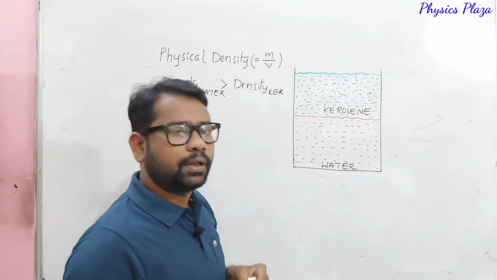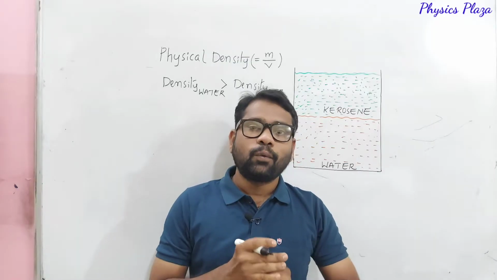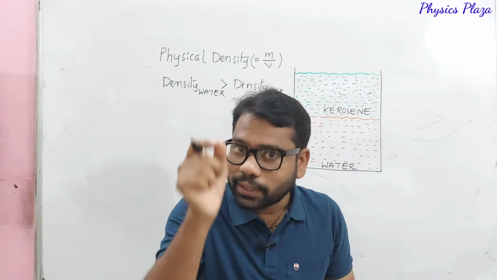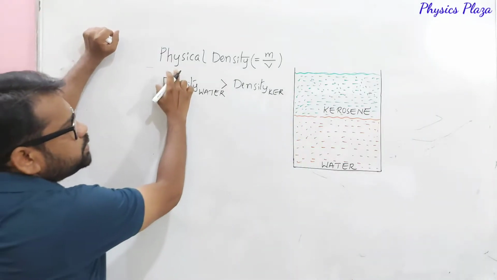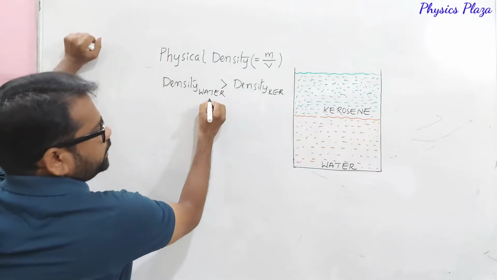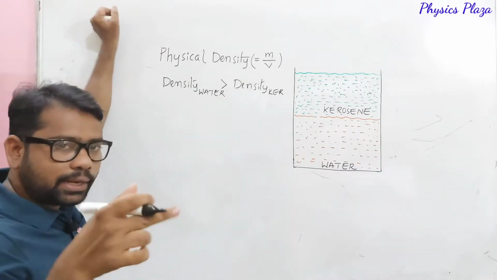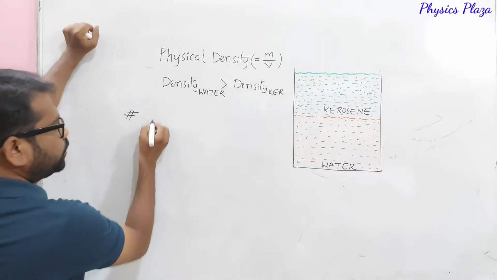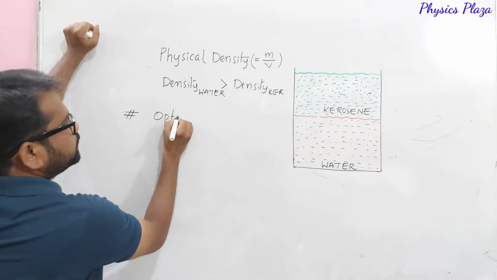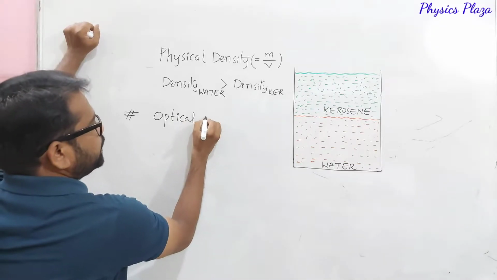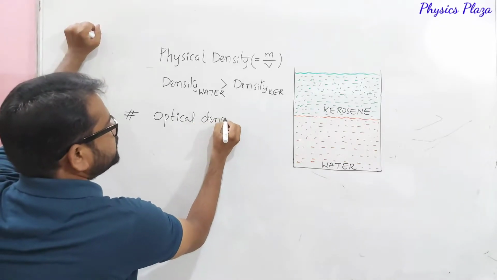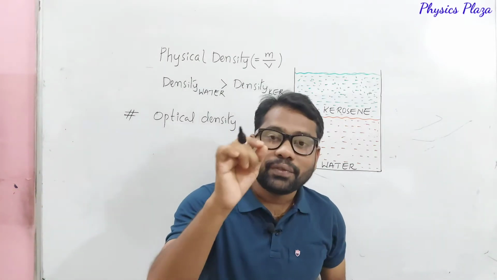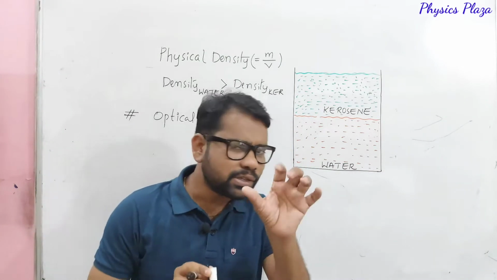Then, in order to understand what is the denser medium and what is the rarer medium, children, we need to understand what actually optical density is, very important. In terms of physical density, children, water is more dense, kerosene is less dense. Now we are going to discuss a very important term, that is optical density. Children, once you understand the difference between physical density and optical density, then the concept called refraction will become very easy, very much easy.